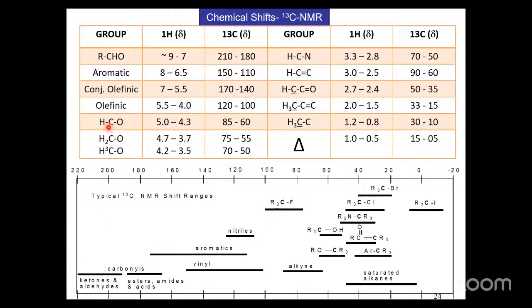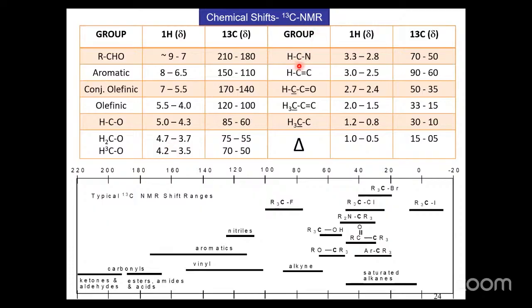Then we have the methine carbon, which comes between 60 and 85, while the hydrogen attached to the methine, which is also attached to oxygen, has a delta value of 4.4 to 5. For a methylene group attached to oxygen, the proton delta value is between 4.7 and 3.7, while the carbon comes at 75 to 55. So whenever we have this electronegative oxygen, an electron-withdrawing substituent, you can see the delta value is very high for both H1 and C13.